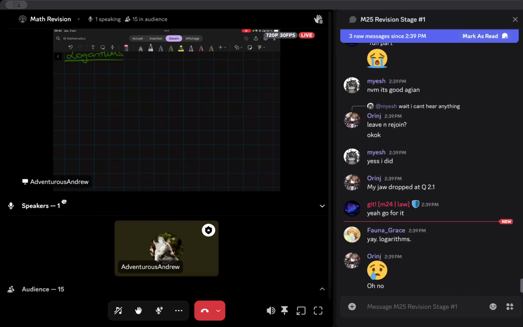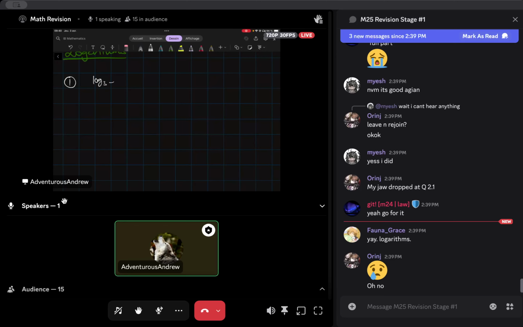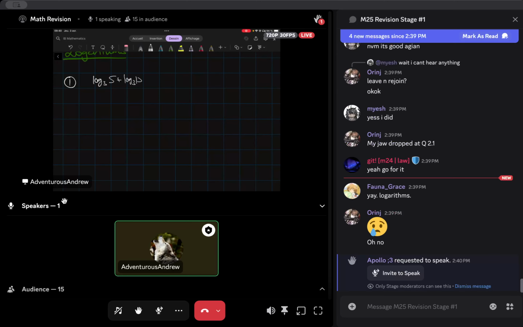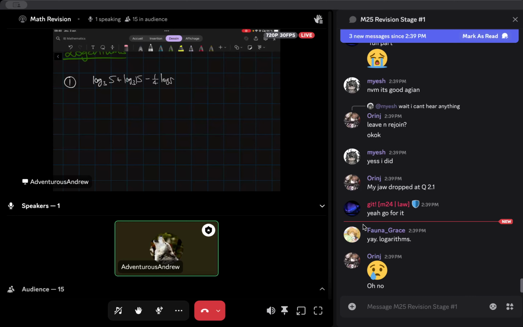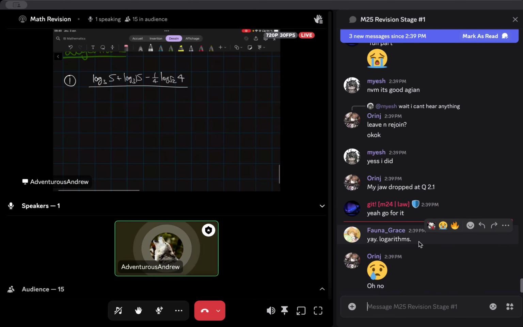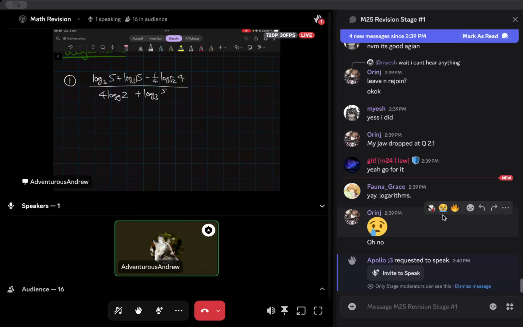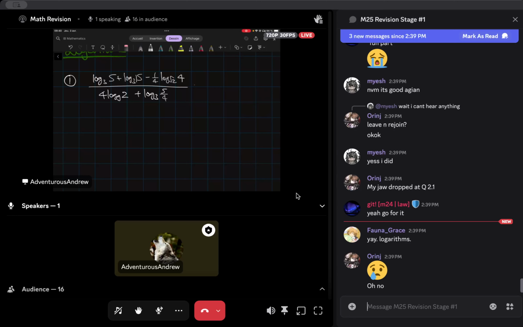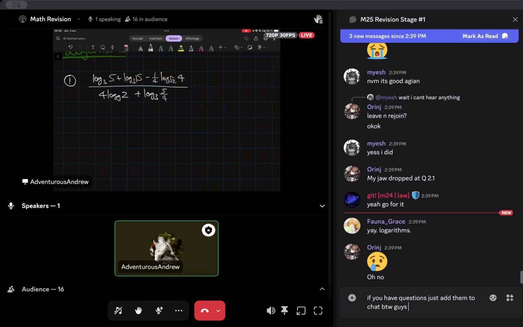Question 1. Log base 3 of 5 plus log base 3 of 15 minus 1 over 4 log base root 2 of 4, divided by 4 log base 9 of 2 plus log base 3 of 5 over 4. What a way to start logarithms. Here's the thing. This question basically covers everything you need to know for properties of logarithms.